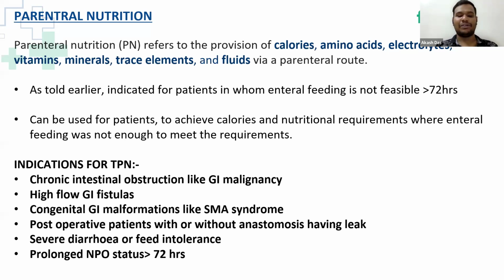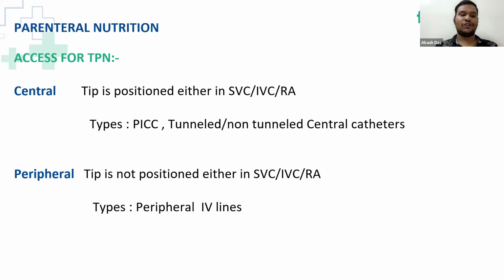So, indications for TPN: chronic intestinal obstruction like GI malignancy, high flow GI fistulas, congenital GI malformations like SMA syndrome, postoperative patients with or without anastomosis having a leak, severe diarrhea or feed intolerance, prolonged NPO status for more than 72 hours. These are the indications in which you can think about starting TPN for a critically ill patient. So what are the access routes? One is central, one is peripheral. So central line and peripheral line both you can use to give parenteral nutrition for the patient.